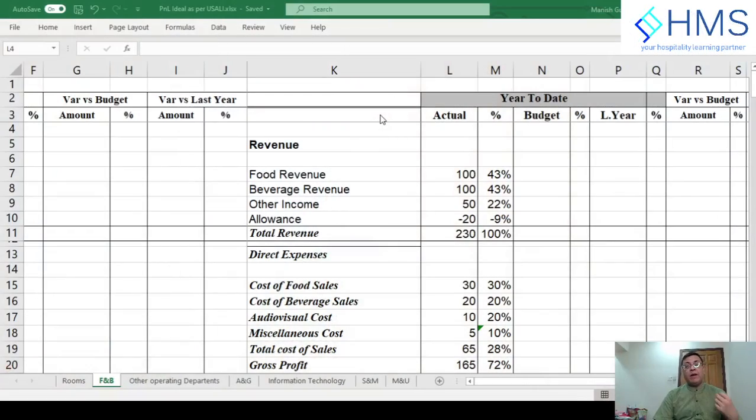What are the ways where we can analyze the revenue and expenses in order to understand the overall business of the restaurant or of the hotel F&B department, so that we can get a clearer understanding of how we can improve the profitability. So as we have seen in the past, the F&B revenue is divided into food revenue, beverage revenue, other income and allowances.